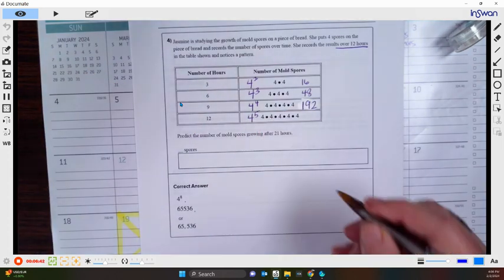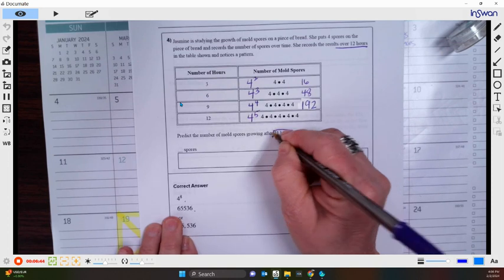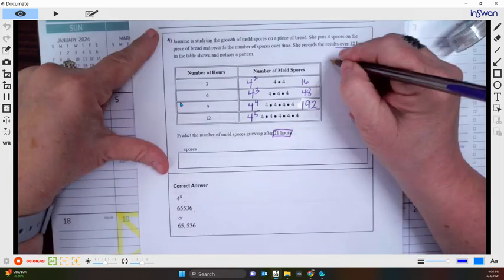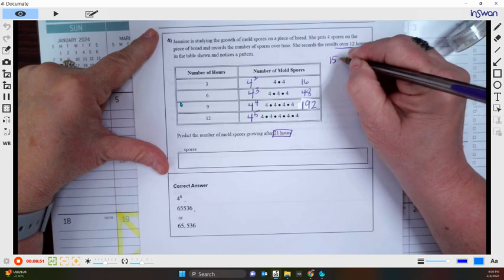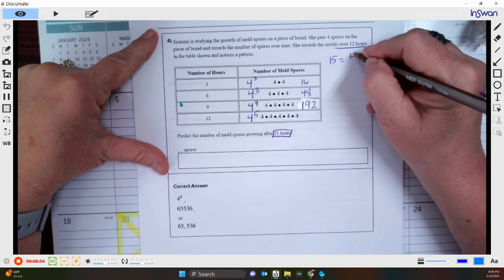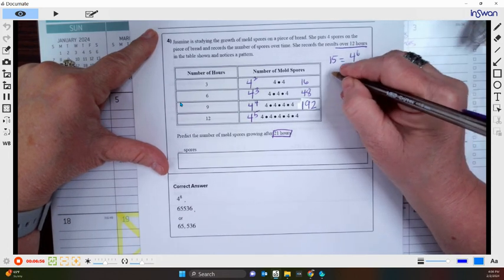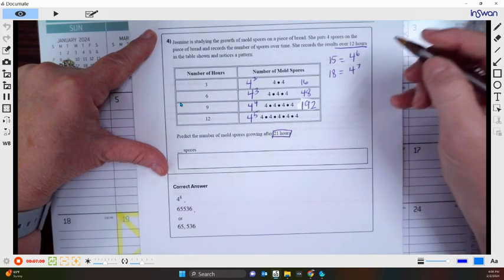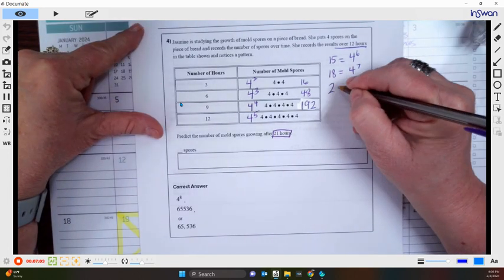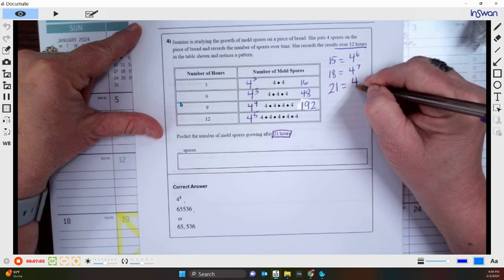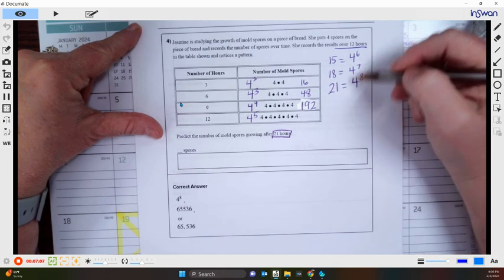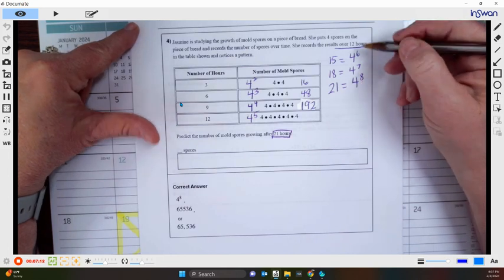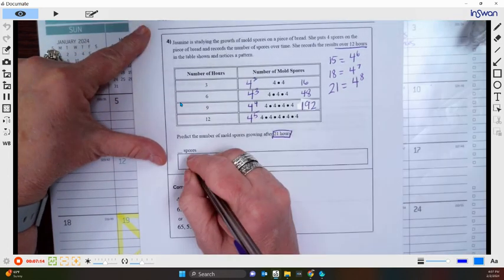So we're going to keep going until we get to 21 hours, which means if you're counting by threes, if 12 is 4 to the fifth, then 15 is going to be 4 to the sixth power. 18 is going to be 4 to the seventh power. And 21 hours is going to be 4 to the eighth power, because we're still increasing by each one. And 4 to the eighth power would give us 65,536 spores.